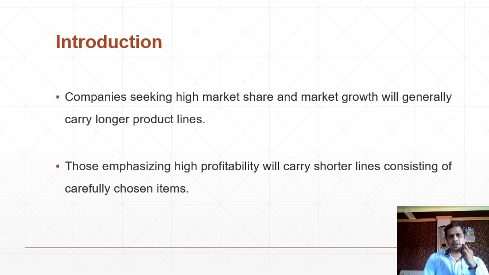So any product which only focuses on sales, you have to remove from the product line, and make sure your product line carries only those products which have high profitability. So carefully chosen products should be kept in a product line. By that, normally what happens is that your product line will be a shorter product line if you are looking for profitability.